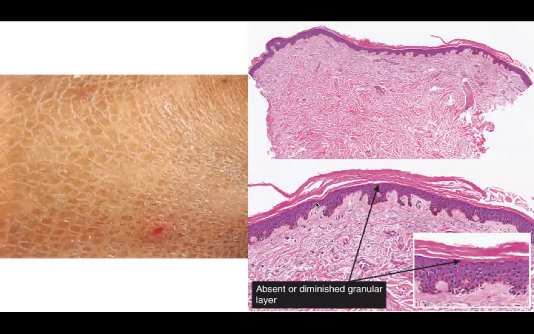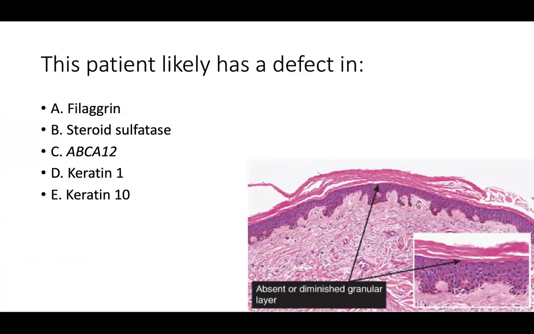However, usually when you see hypogranulosis, you're looking for overlying parakeratosis. But in this case, you have hypogranulosis or a diminished granular layer, but orthokeratosis on top. So it's a little bit of a paradox here. So putting the clinical together with the histopathology, what is your diagnosis? This patient likely has a defect in which of the following genes?